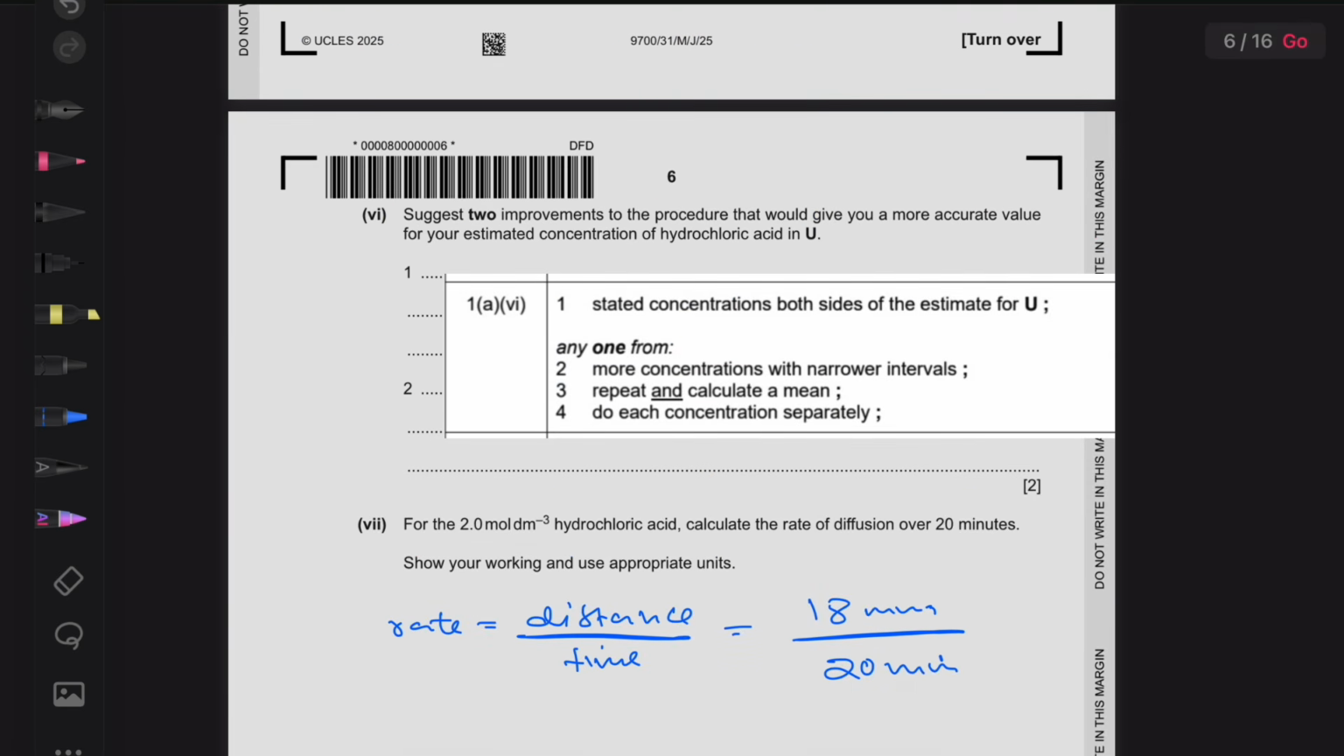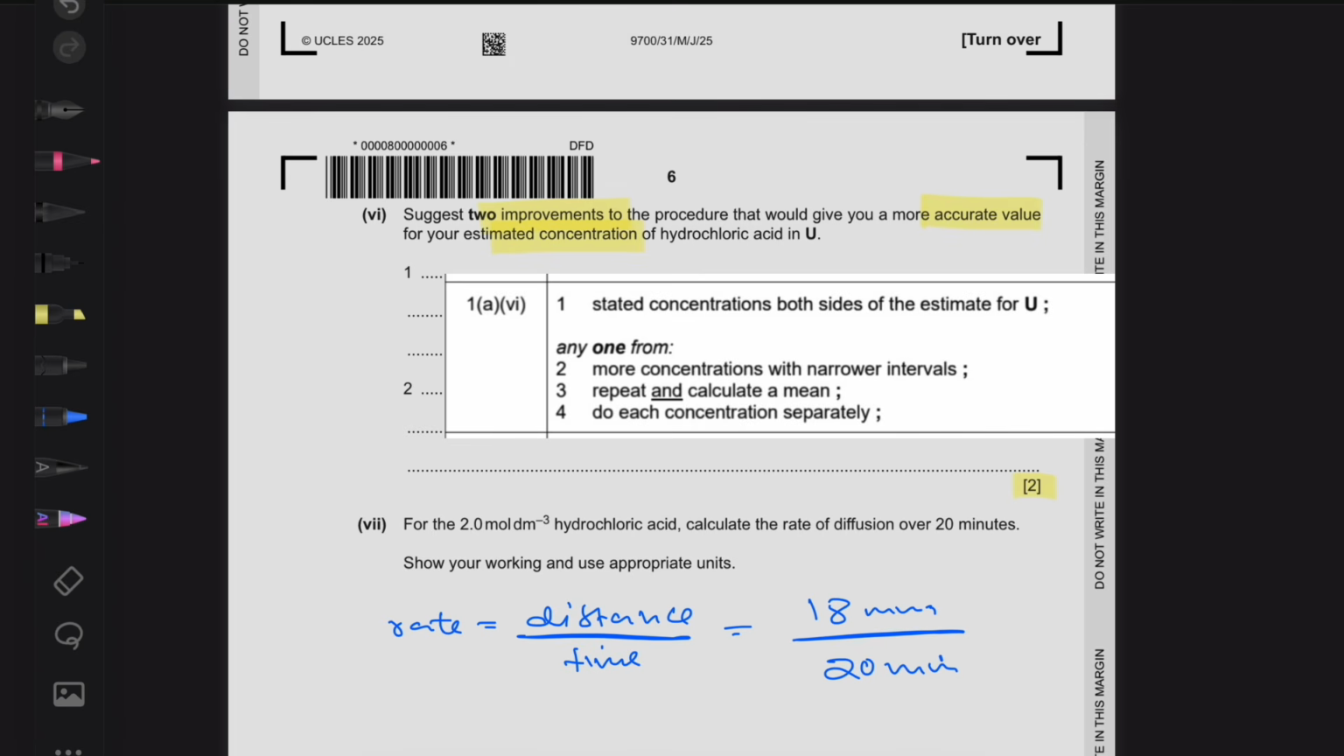Okay, then it says to suggest 2 improvements to the procedure that would give you a more accurate value for your estimated concentration. So this is a 2 marker. For the first mark, you have to have mentioned this, or else you can only gain 1 mark maximum. And that is, you would have stated concentrations both sides of the estimate.